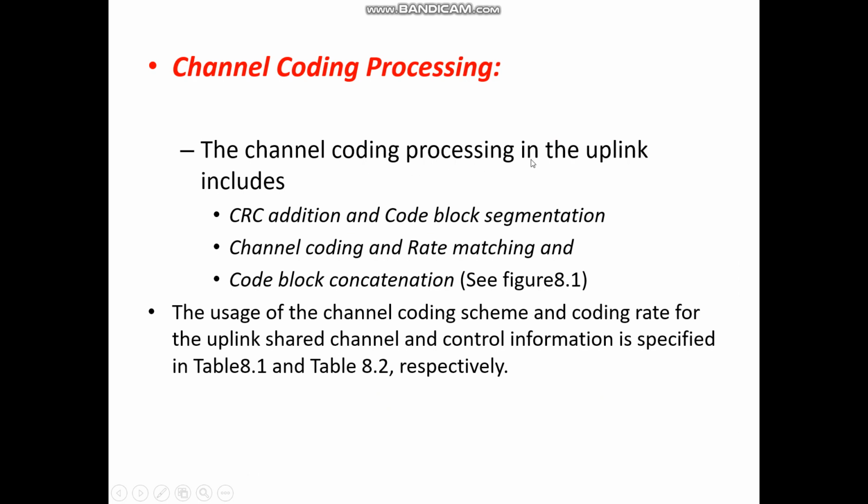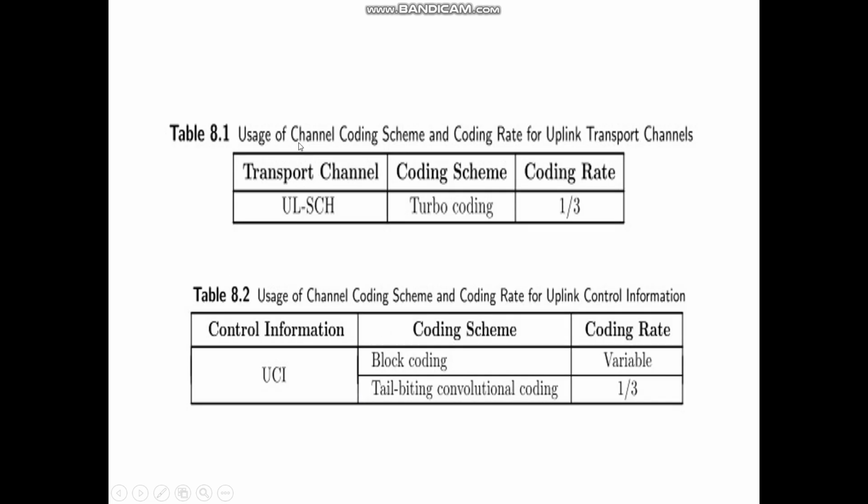First one is channel coding processing. The channel coding processing in the uplink includes, as I have told already, CRC addition and code block segmentation, channel coding and rate matching, and code block concatenation. The use of channel coding scheme and coding rate for the uplink shared channel and control information is specified in tables 8.1 and 8.2. So the first table specifies the use of channel coding scheme and coding rate for uplink transport channels. Transport channel used is uplink shared channel. Coding scheme used is turbo coding. Coding rate is 1 by 3.